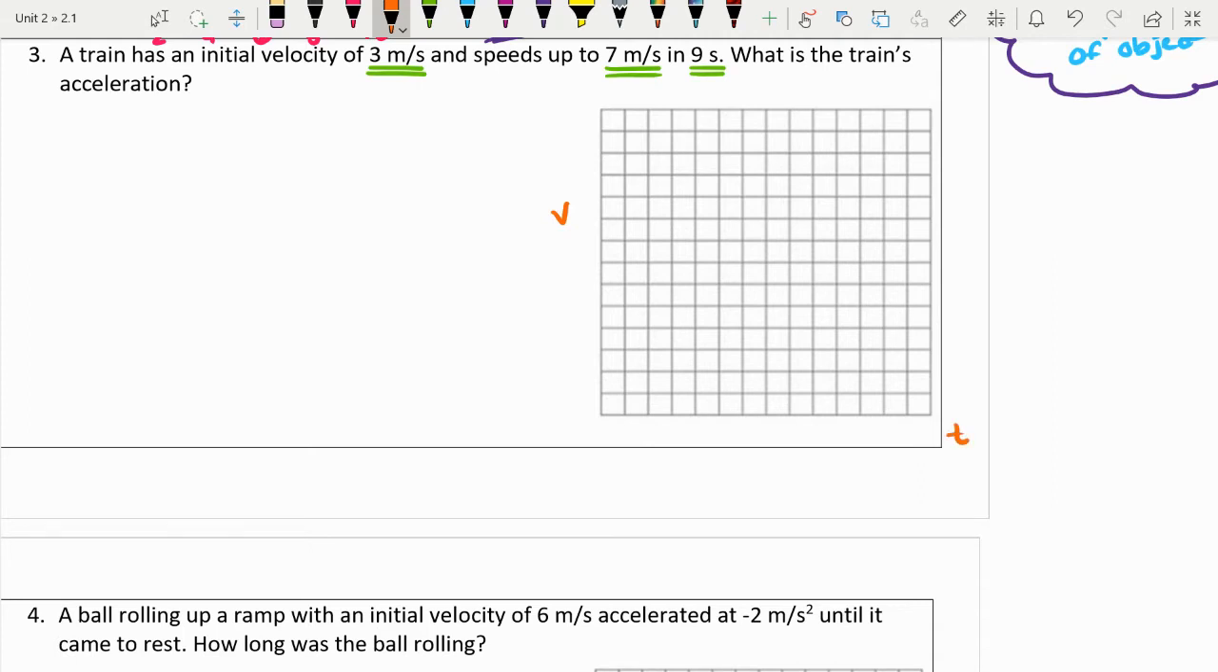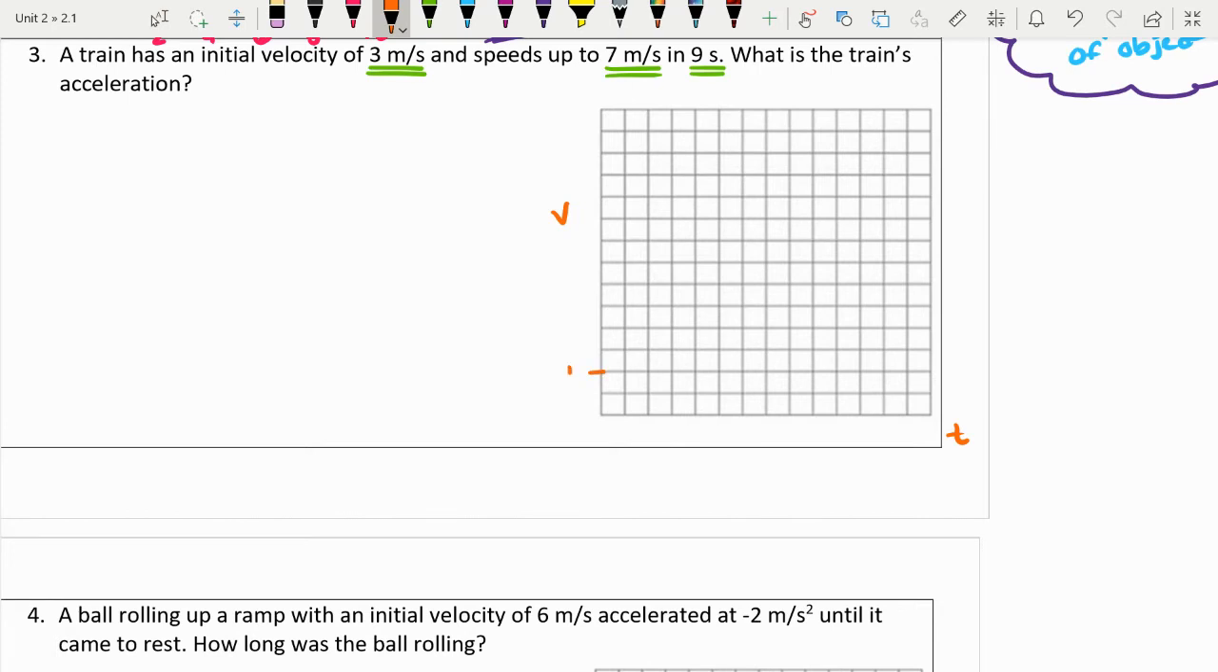Okay, so we're not starting from zero. Did you notice that? We're starting at a velocity of 3 meters per second at a time of zero. So we're going to go from 3 all the way up to 7 in 9 seconds. Now, if you remember from question 1, I think it was, there was a 7 or something like that. But we realized that we can go by 2. So we're going to do that again here.